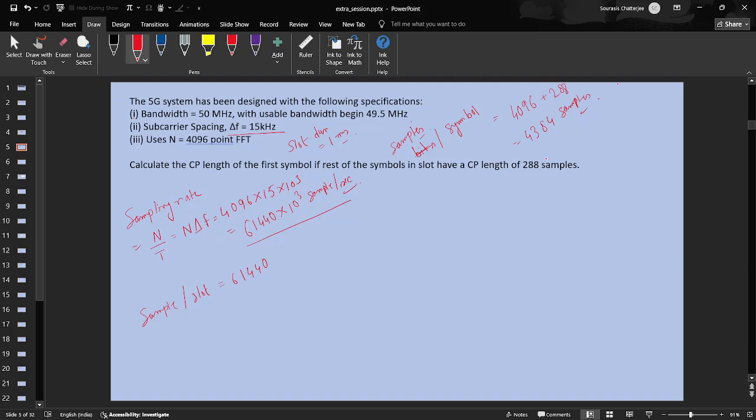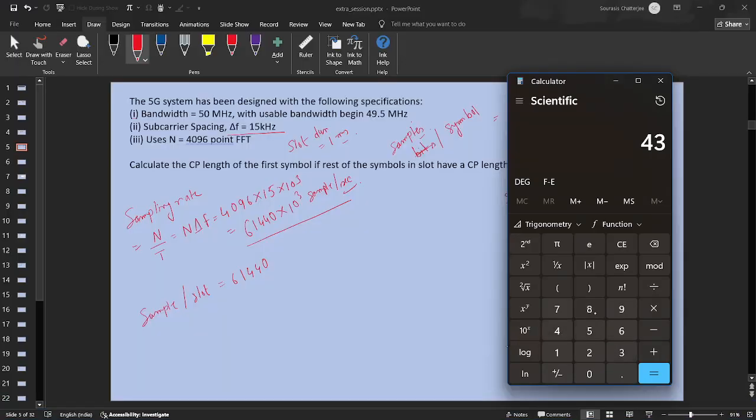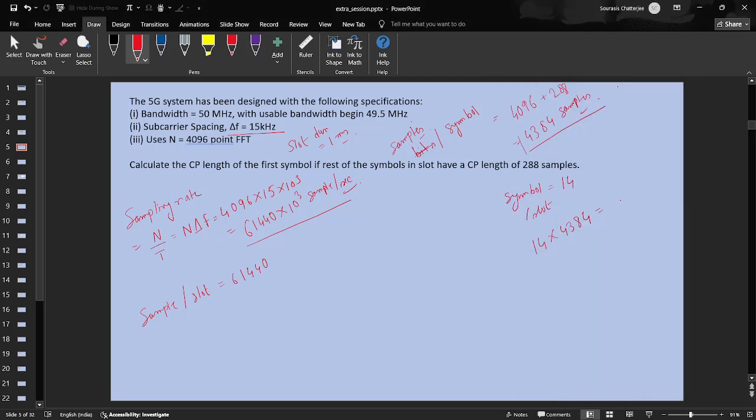And by the way, how many symbols in one slot? 14. And how many samples are we having here after adding CP? 4384, right? So 14 times 4384, and that should be 61376 samples.